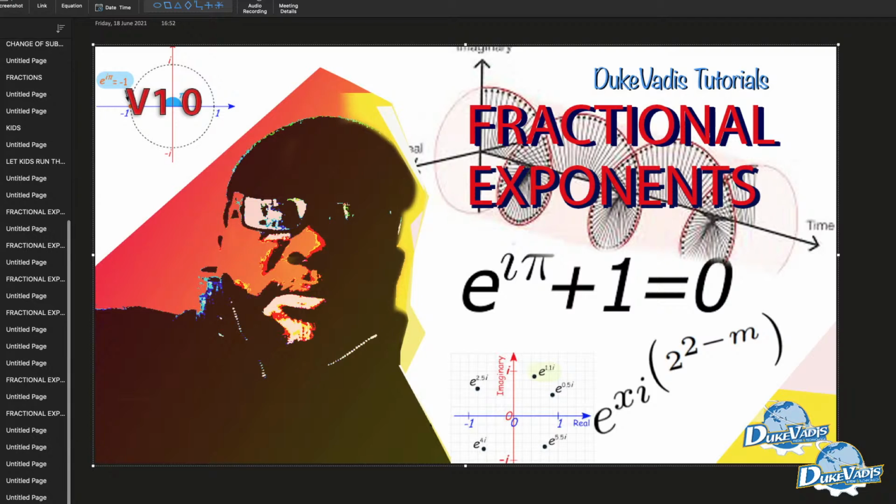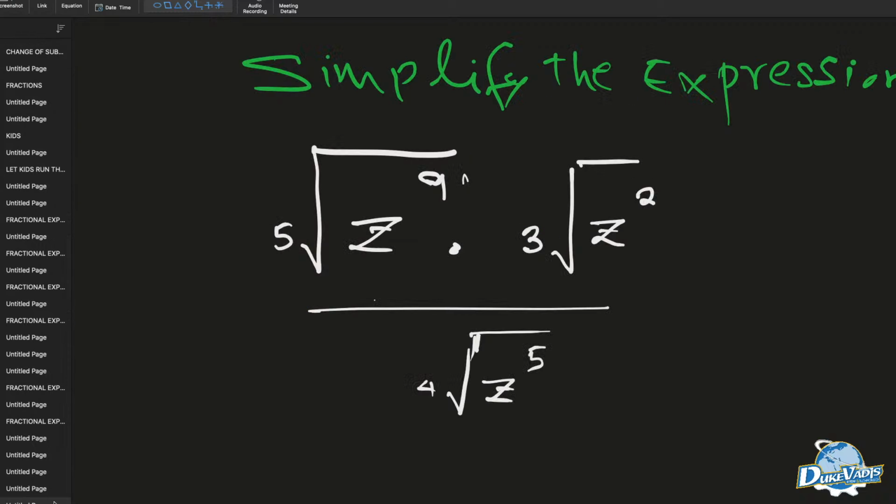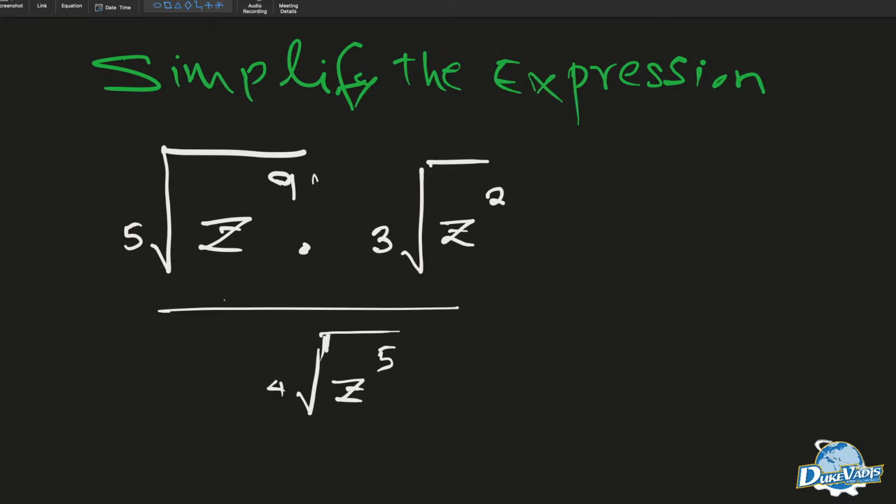Let's have a look at the question we're going to deal with. This is what we have at the moment. The beautiful thing is the same old story. It's a simplified expression: the fifth root of z raised to the power 9 multiplying the cube root of z squared, all divided by the fourth root of z raised to the power 5. Friends, as you can see, everything we see over here is nothing new.